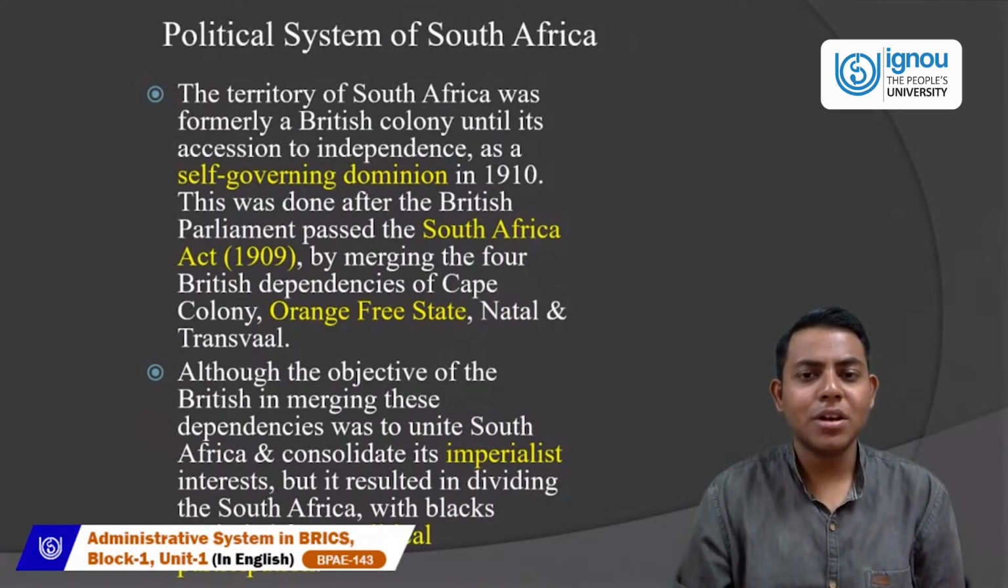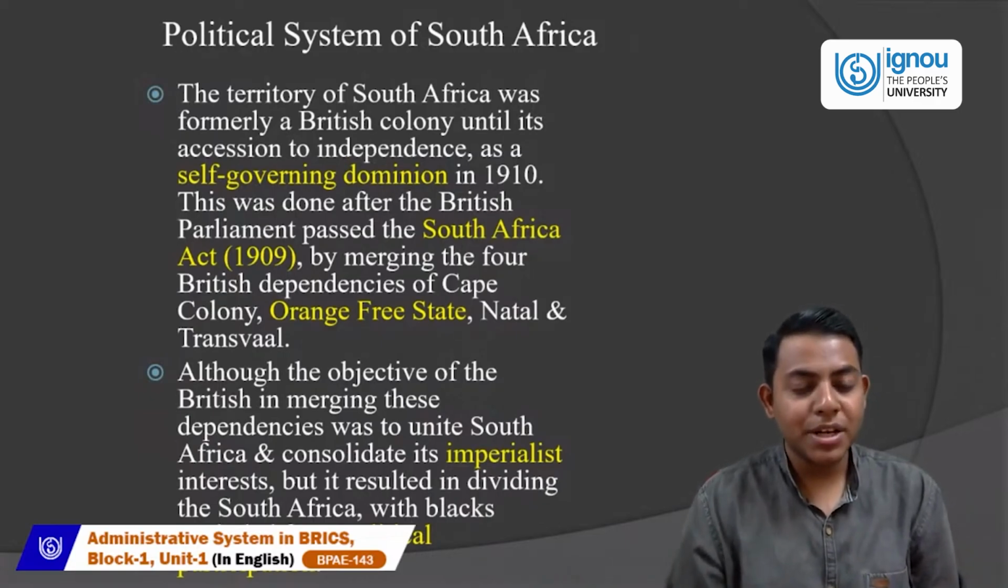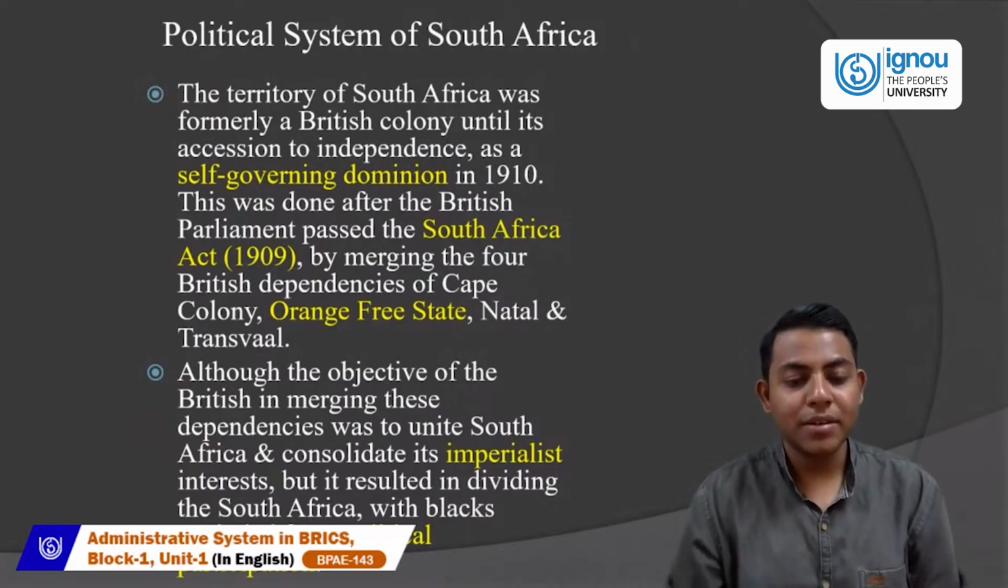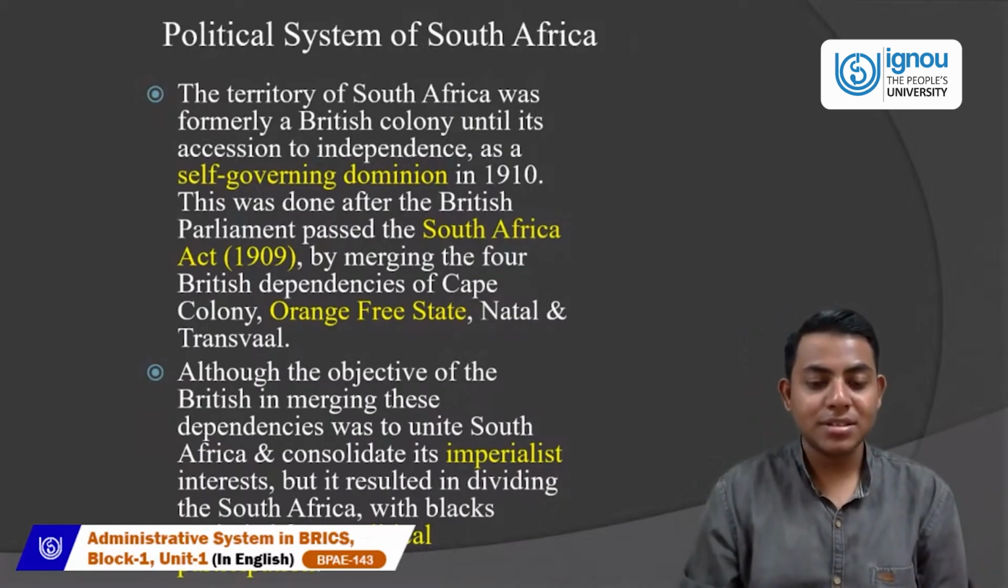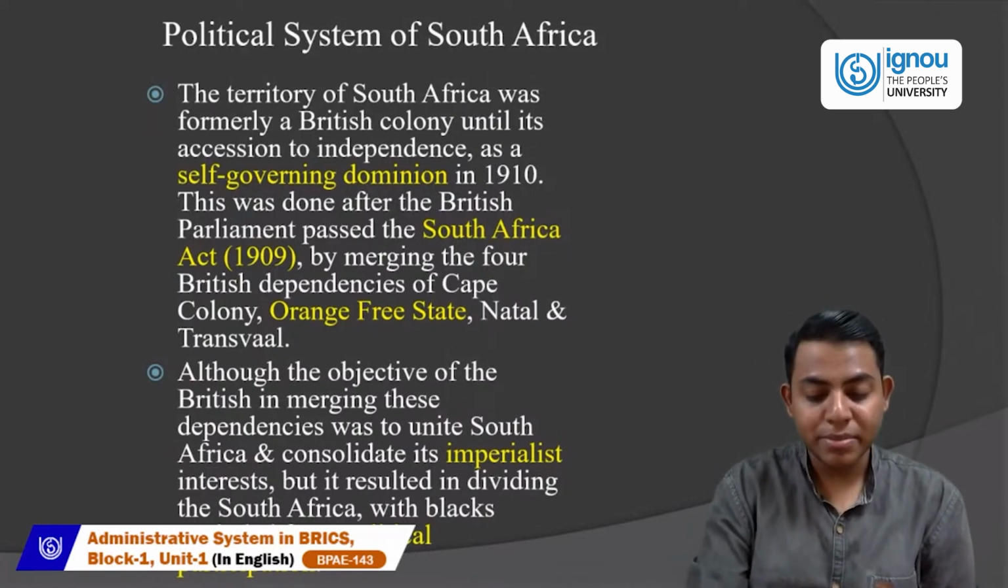The territory of South Africa was formerly a British colony until its accession to independence. As a self-governing dominion, it became independent in 1910. Formerly, it was a British colony. And this was done after the British Parliament passed the South Africa Act of 1909 by merging the four British dependencies of Cape Colony, Orange Free State, Natal, and Transvaal. Although the objective of the British in merging these dependencies was to unite South Africa and consolidate its imperialist interests, this resulted in dividing South Africa, with blacks excluded from political participation.